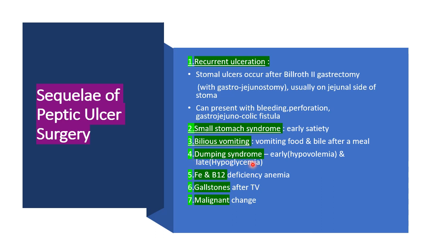Dumping syndrome, early and late dumping syndrome. Early dumping syndrome is due to hypovolemia, and late dumping syndrome is due to hypoglycemia. Iron and B12 deficiency anemia, because part of the stomach has been removed. Gallstones after truncal vagotomy because of the bile stasis, and malignant change in the case of the gastric stump.